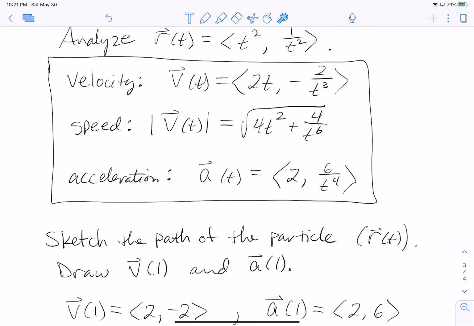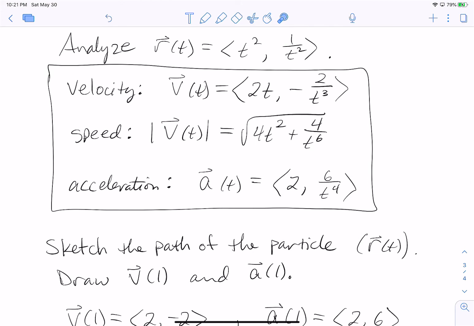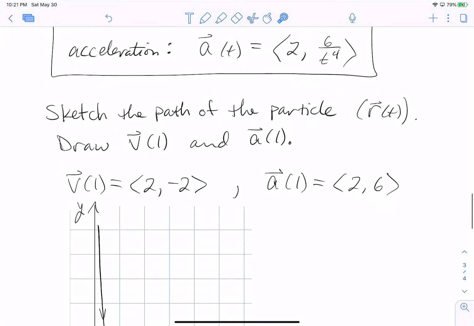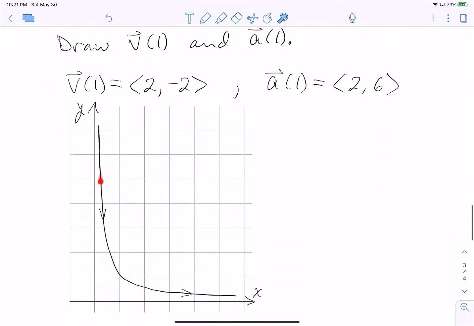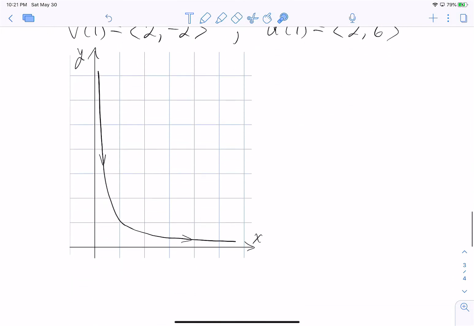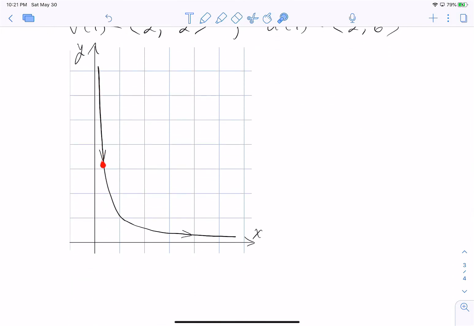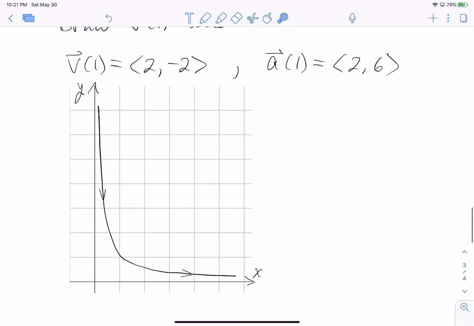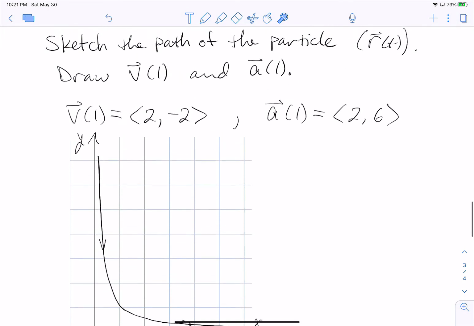Well, I did most of what I asked you to do. Since r of t is ⟨t squared, 1 over t squared⟩, the graph of r of t really resembles the reciprocal function. We can also see that as t increases, x increases, and therefore the direction of this is down and to the right. If you didn't remember those arrows, please throw them in now because that's required when you have a curve described by a vector function.